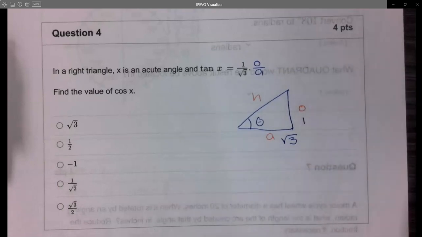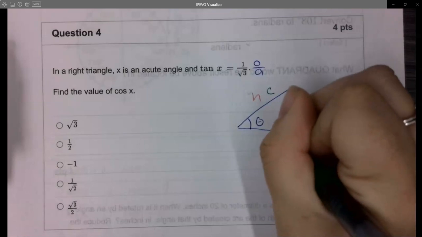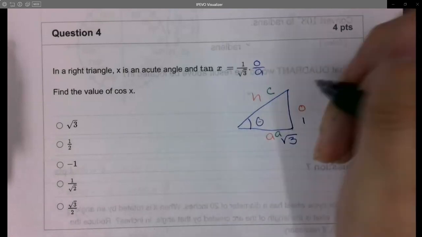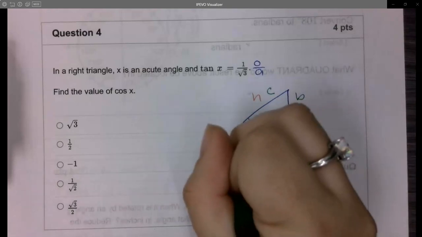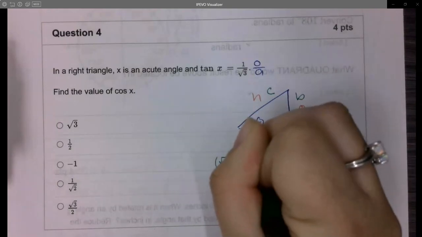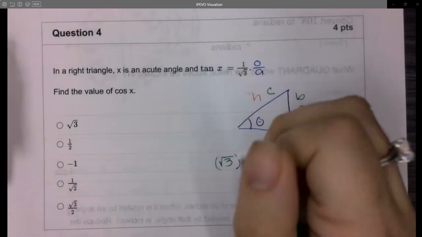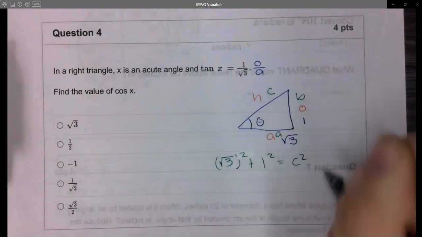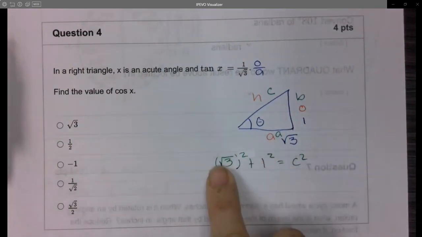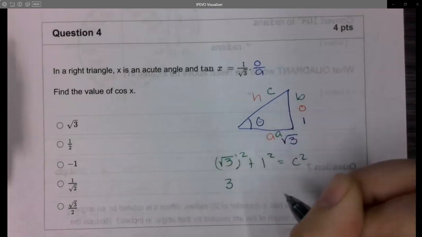I'm going to label these again for a, b, and c. c is always the hypotenuse. I usually keep a the same, so it's less to remember. And then b is the last remaining side. So I'm going to plug in. I have the square root of 3 squared plus 1 squared equals c squared. When I square a square root, it cancels out, so I'm just left with 3.